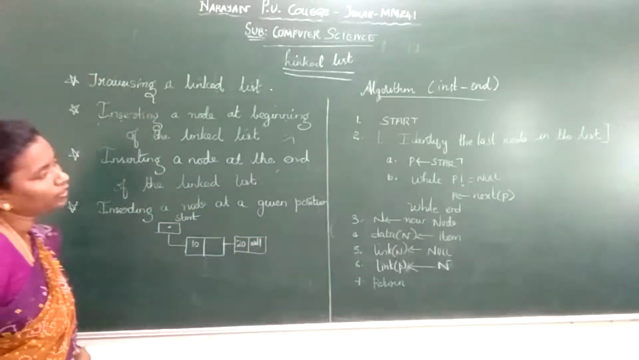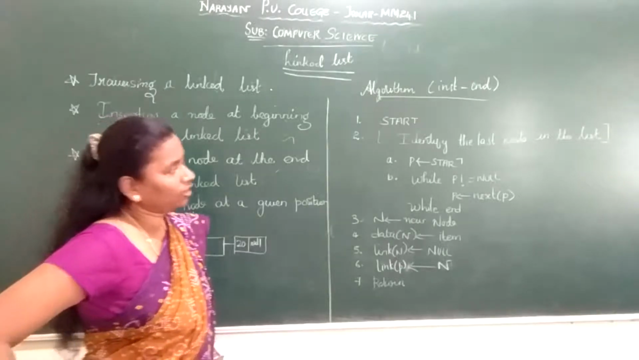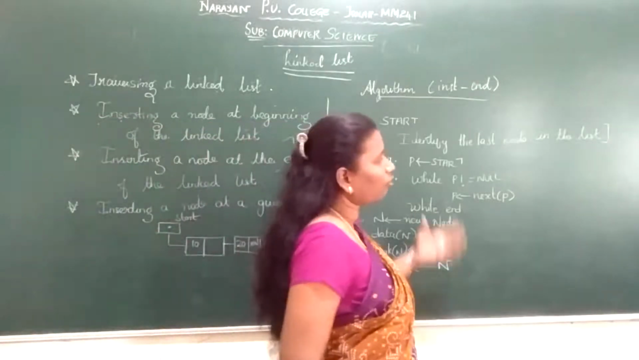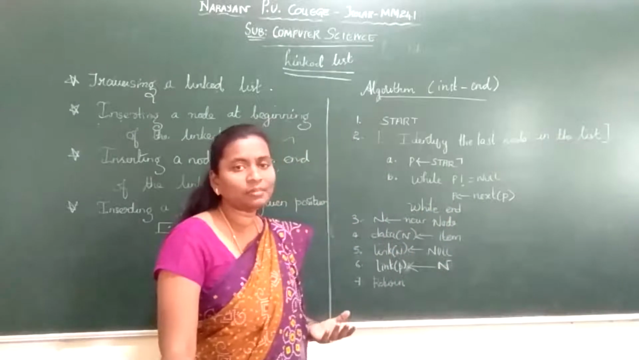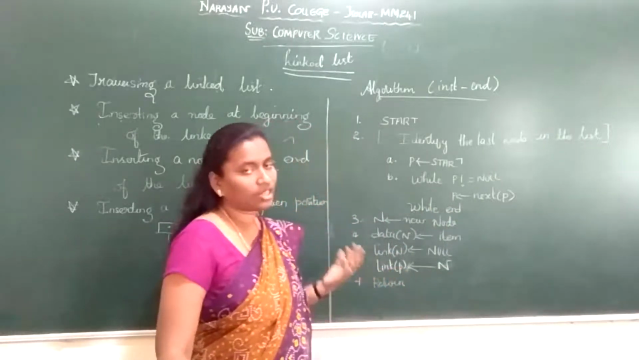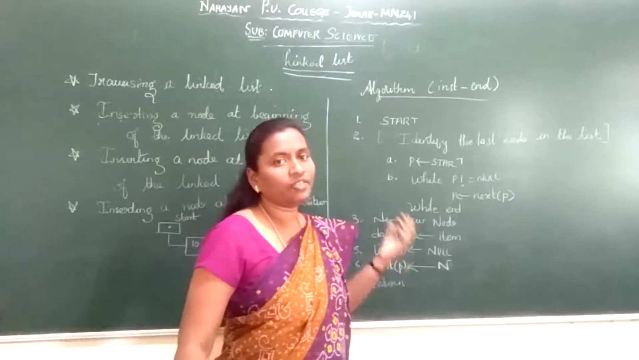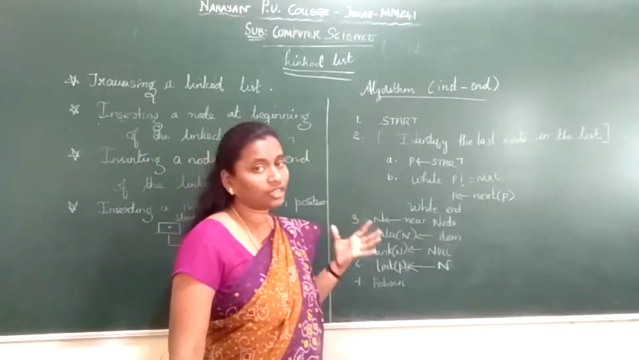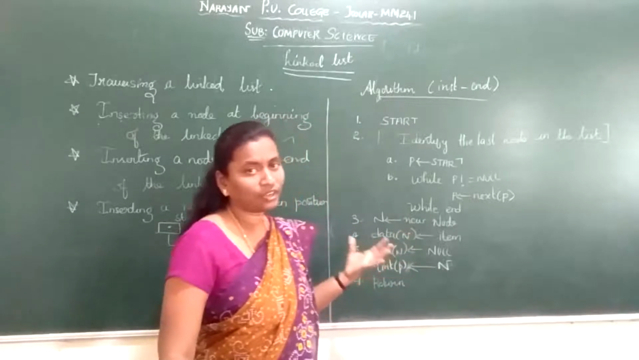Now I want to insert the element at the end, so identify the last node. How will you identify the last node? It's very simple. The last node's link field will be null. When the last node's link field is null, we come to the conclusion that we have reached the end of the linked list.